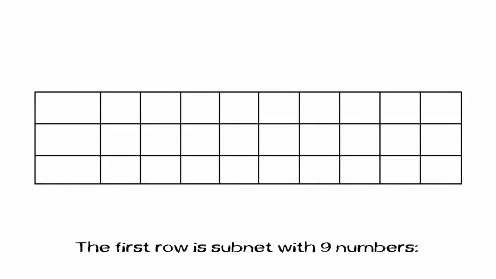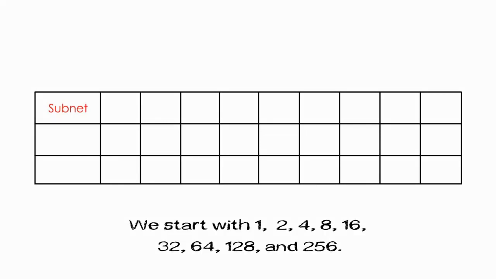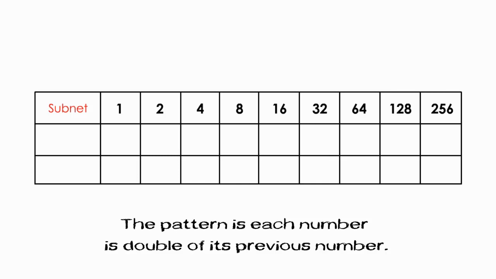The first row is a subnet with 9 numbers. We start with 1, then 2, 4, 8, 16, 32, 64, 128, and 256. The pattern is each number is a double of its previous number.